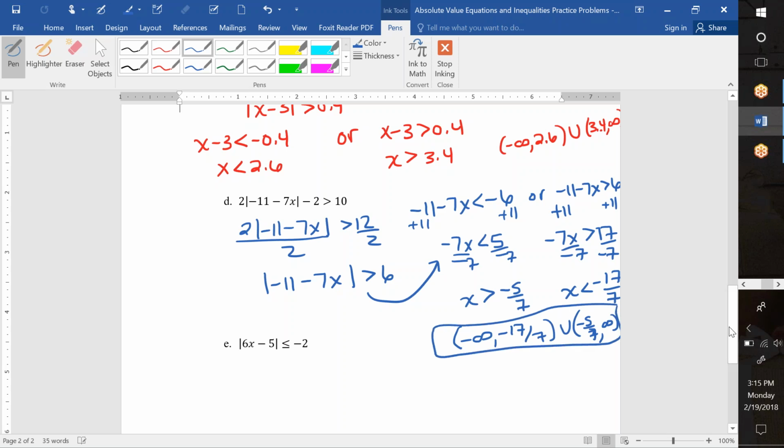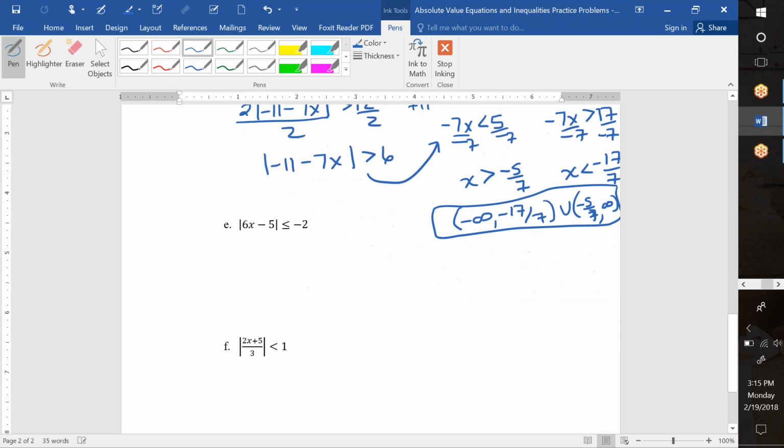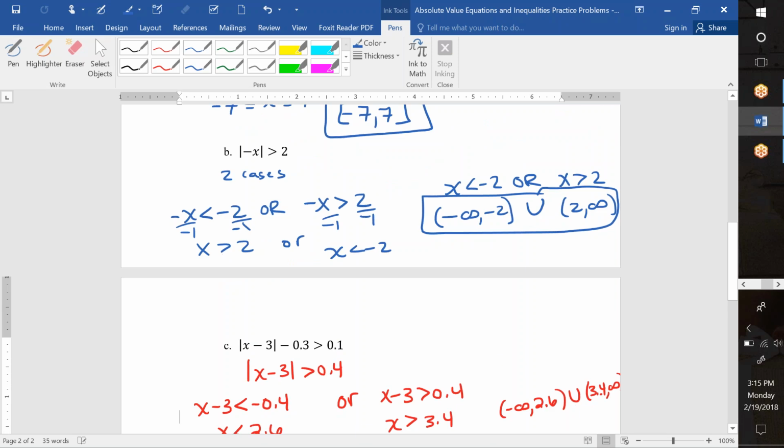All right, we only have 2 more. This one, this is a special case. This is already isolated. This is less than a negative. A positive can never be less than a negative, so that would be no solution. If I change just the symbol in the middle to be greater than or equal to, I would immediately have to change this to all real numbers, because a positive absolute value will always be greater than a negative. So just make sure you pay attention that those two cases are different.